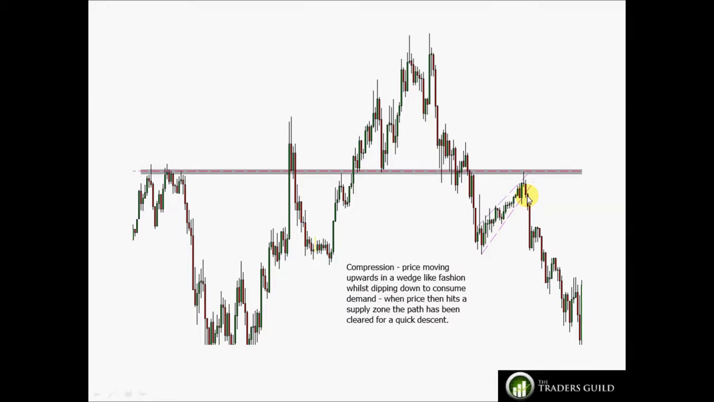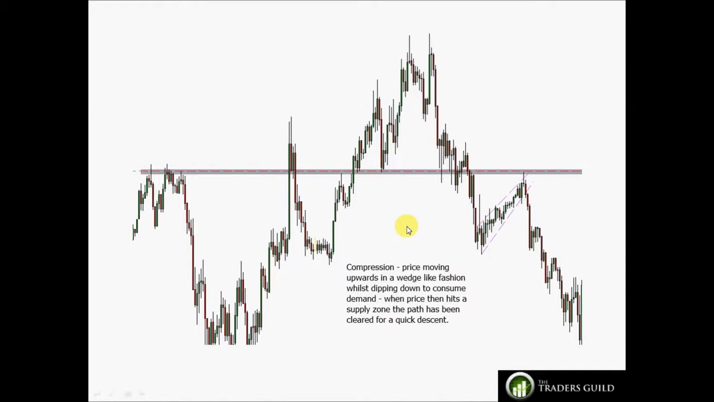But we also have accompanying compression, a squeezing of price whilst moving into the resistance area or supply area, and then of course we have the momentum move back down to the source of the move into the resistance. So squeezing of price, demand consumption, wedge-like pattern, good momentum move back down. That's what we expect, and that's the price action involved in this pattern.